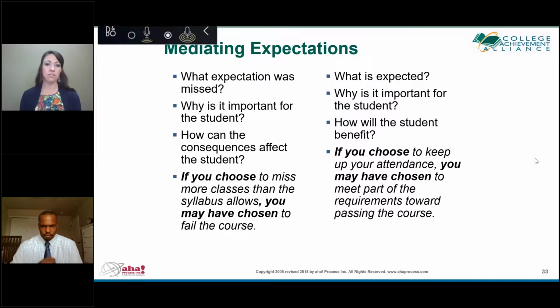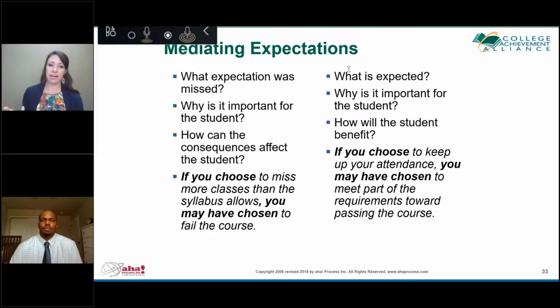The reason I want her in my office is because I want to mediate expectations and I want to teach her a hidden rule. So, you go over what expectation was missed, why it's important, and what the consequences are. And you don't just talk at them, you let them discover these things. What are the consequences then? And then we let them know, if you choose to do this, then this is what you've chosen.